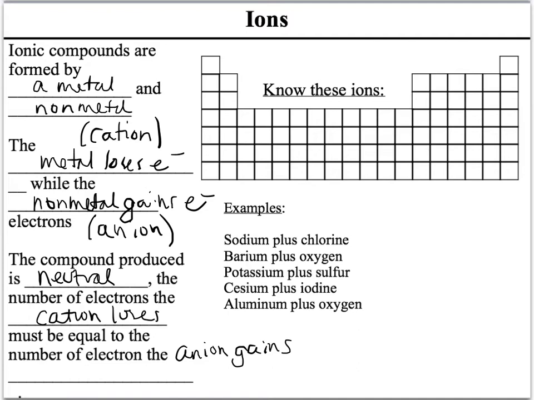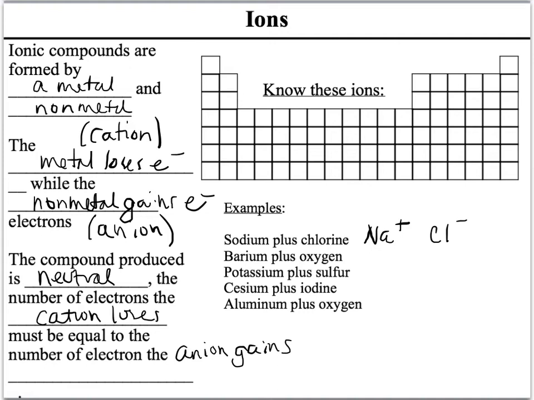Alright, so I want to go through some examples. The first one we'll do is sodium plus chlorine. So if you have a periodic table in front of you, you'll see that the sodium atom is right here. So that means that it forms 1+ ions. So we're going to write Na+. And then again, if you have a periodic table in front of you, you'll see that the chlorine atom is right here. So it forms Cl-.